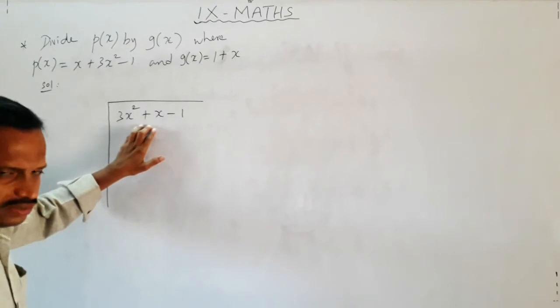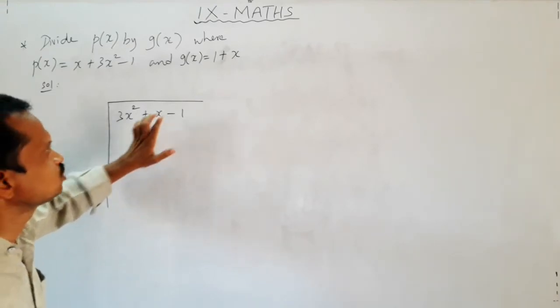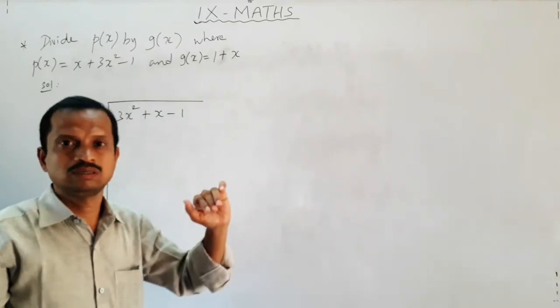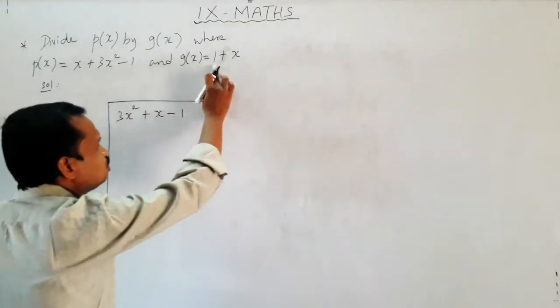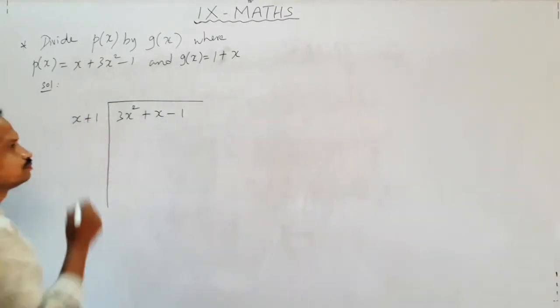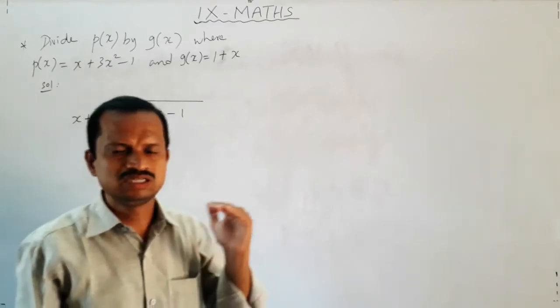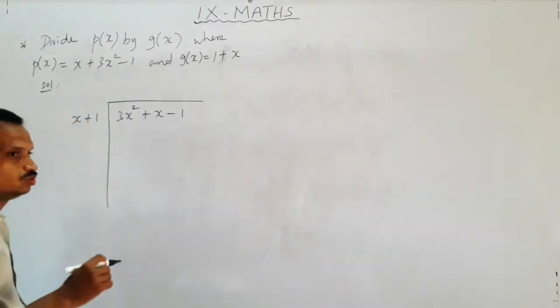So this is the dividend. The higher degree you have to take as dividend. The smaller degree you have to take as what? Divisor. So even though here 1 plus x is given, I am taking that as x plus 1. You have to take it in descending order. That is the order. So first you have to focus here.